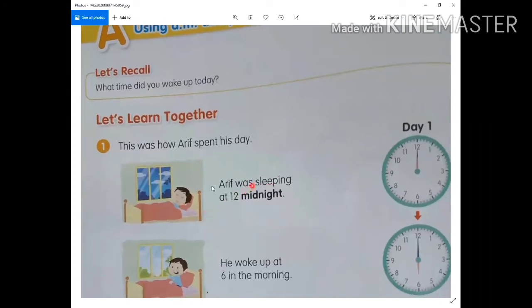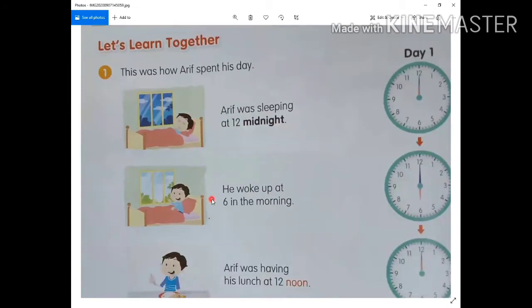Arif was sleeping, of course, right? Look at the clock. It is 12 o'clock, and you can see from the sky it's still dark. So we can say that Arif was sleeping at 12 midnight. Then look at the next picture. He woke up, right? You can see from the clock, it is 6 o'clock, and from the light, the sky is bright. So you can say he woke up at 6 in the morning.